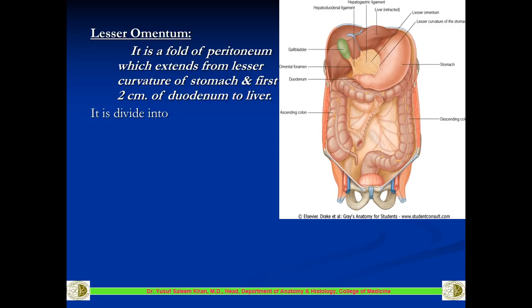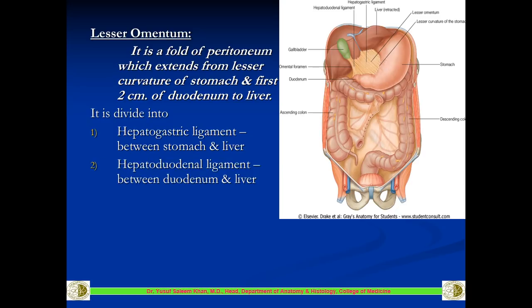Because it is coming from two organs below, it has two parts. One is the hepatogastric ligament, which is coming from the liver and going to the stomach. Then the hepatoduodenal ligament, which is coming from the liver and going to the duodenum. So it has two parts, the hepatogastric as well as the hepatoduodenal ligament. Two parts of this lesser omentum.